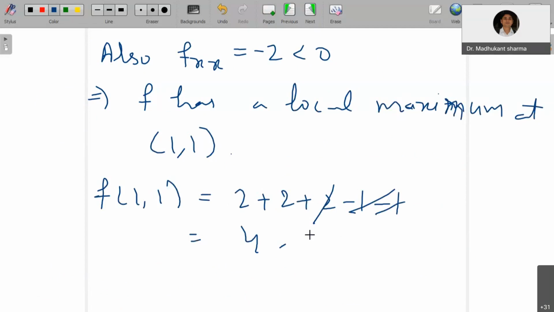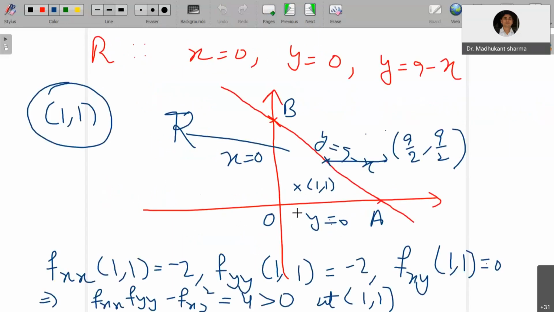Now, you are in search of the absolute maximum in the entire region, so you have to move along the boundaries. Here you can move along the line OA, along the line AB, and along the line OB. You have to search out the critical points along those boundaries. So along OA, what is OA? It is y equals 0.